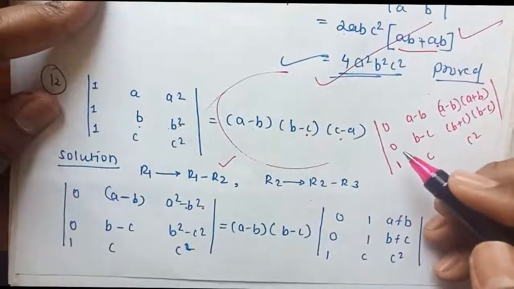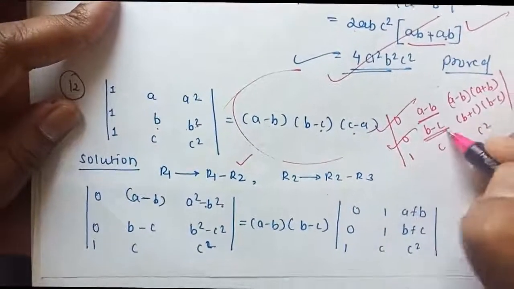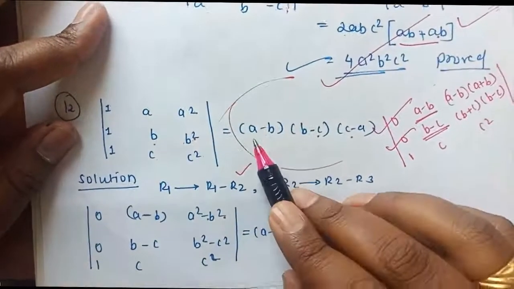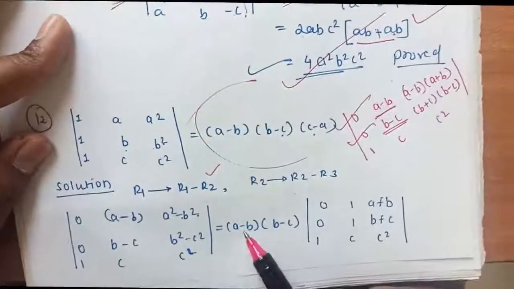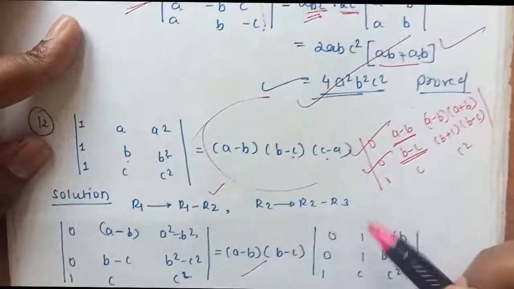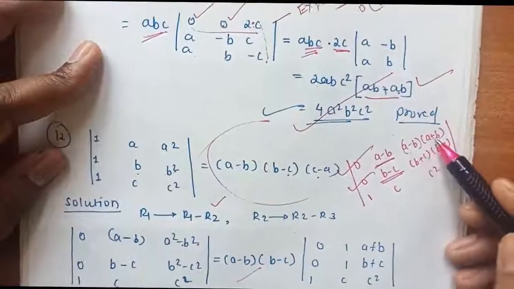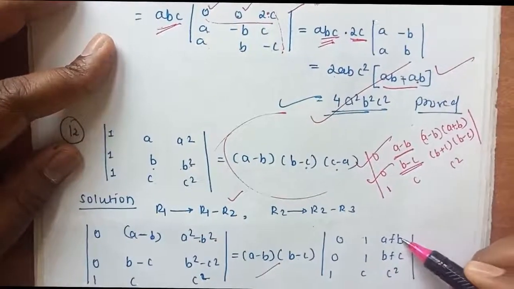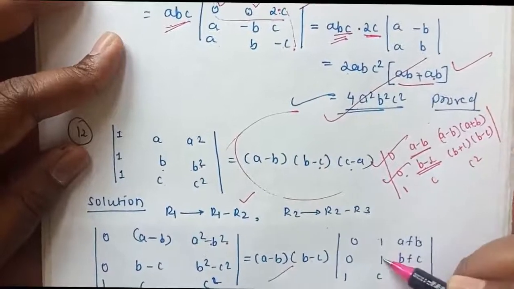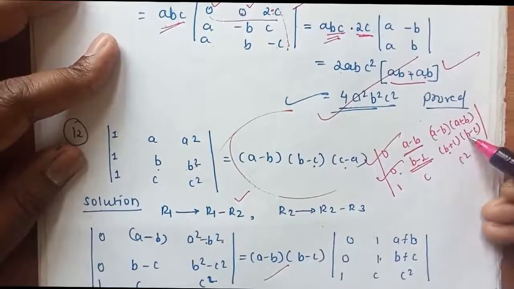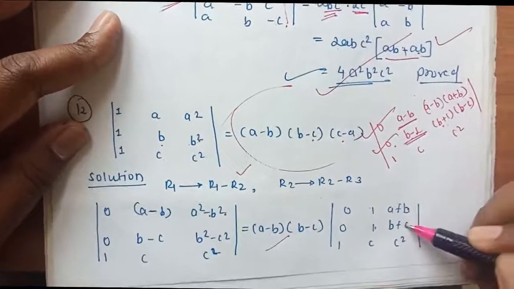So we can easily recognize from this row we can take a minus b common, from this row we can take the b minus c common, because I know a minus b and b minus c. So the same thing I have done, I took a minus b, b minus c common, so it will become 0, 1 out of the a minus b and a plus b, a minus b is already out, so only a plus b will be here. Here 0, b minus c is already common, so 1 will come, b plus c and b minus c, b minus c is already common, so b plus c will come as it is.